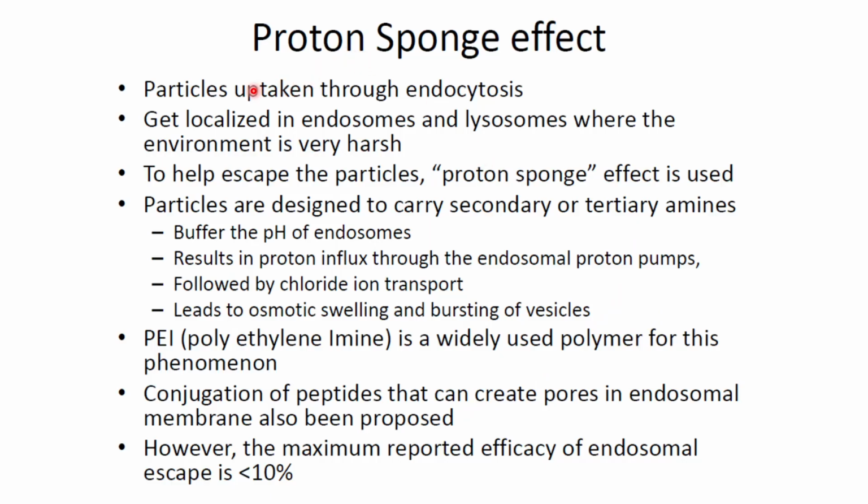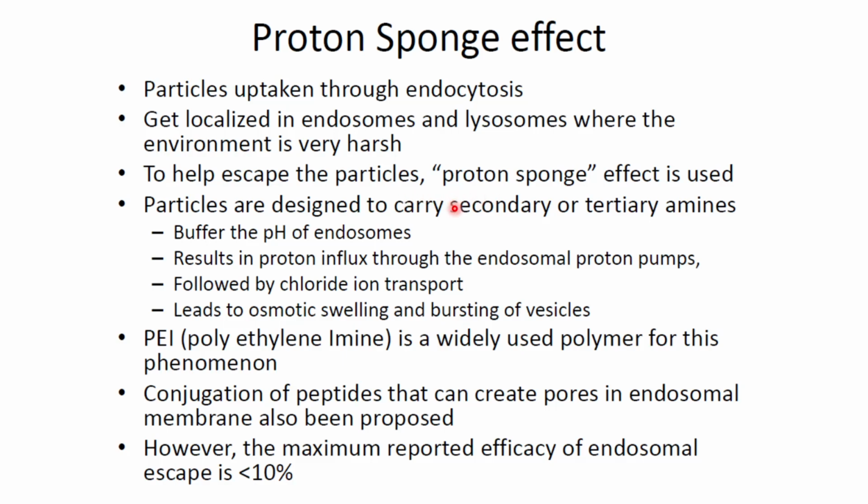Let's read through this. As I said, particles are uptaken through endocytosis. So these particles will get localized in endosomes and lysosomes, where the environment is very harsh, very acidic in nature. Now to help these particles, we have something known as the proton sponge effect. We can design our particles to carry certain secondary or tertiary amines. I hope you guys know what secondary and tertiary amines are. Everyone knows ammonia, right? Ammonia is NH3. If you replace the hydrogen atoms with carbon chains, we get secondary and tertiary amines.